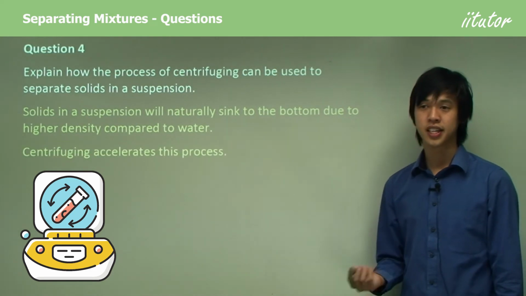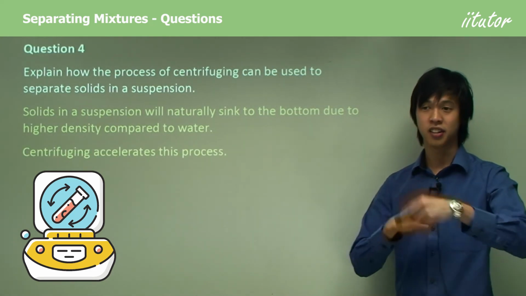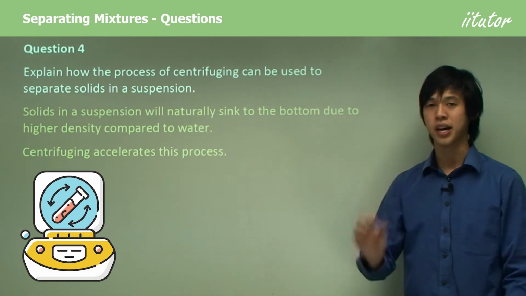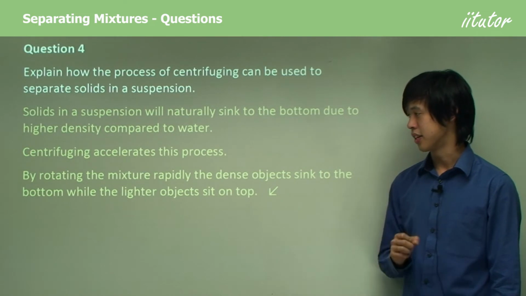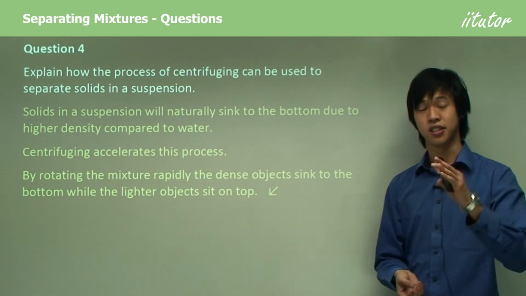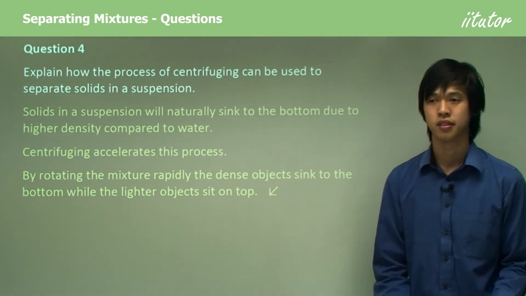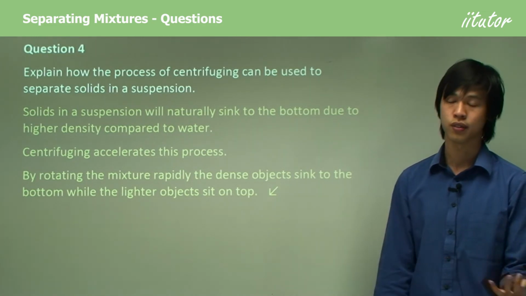Now, centrifuging accelerates this process by essentially making the acceleration bigger. So the forces acting on each particle are bigger because the acceleration is bigger. By rotating the mixture rapidly, the dense objects sink to the bottom while the less dense objects sit on top. And that's how centrifuging works, exploiting density differences in different solids.